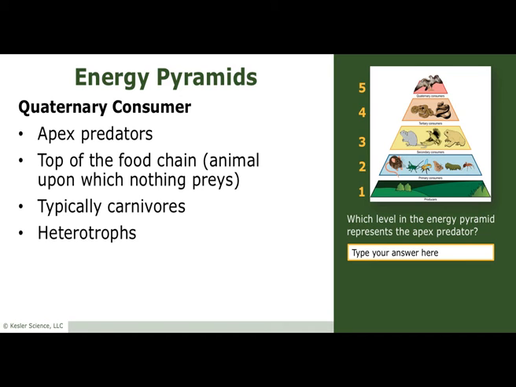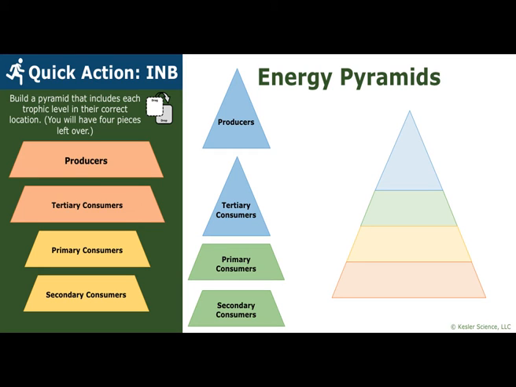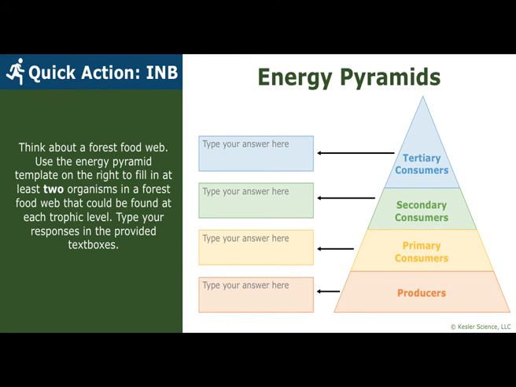You have next your quaternary consumers, or your apex predators. These are the ones that would eat last. They are the top of the food chain. Nothing else preys upon them. They are apex predators. They are typically all carnivores. They are heterotrophs, again, because they eat something and they get their energy from eating other organisms. Please complete the following diagrams and take notes in your notes here.